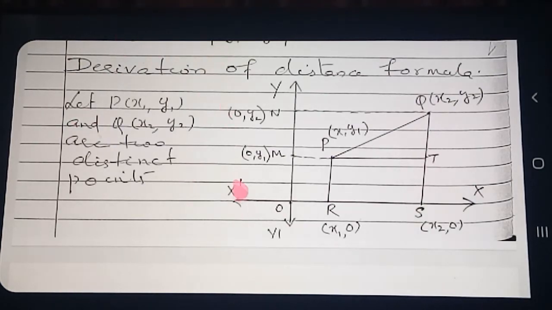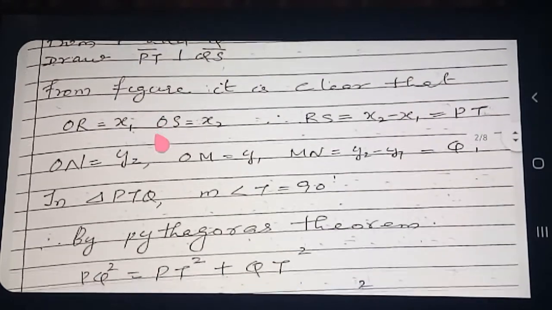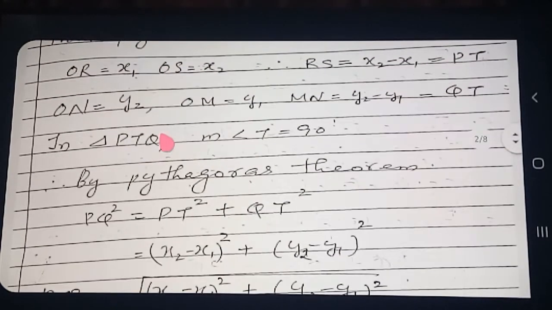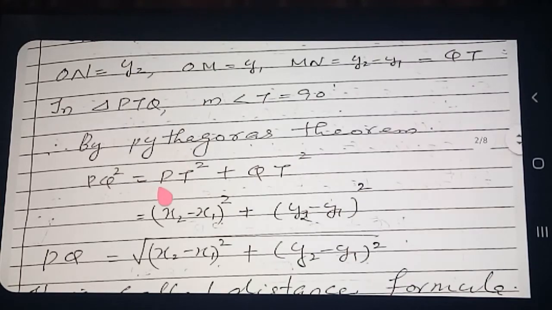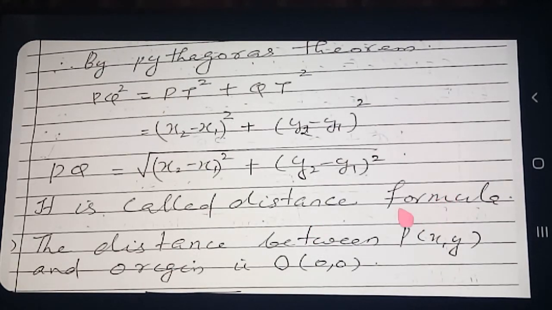Are you following now? Here, these are very simple points that I have written. Here we are applying the Pythagoras theorem. Then PT square and QT square values are directly applied here. So you get the distance formula. Okay. Next, another application. Is the distance formula clear now? What is the distance formula again? The distance formula is root of x2 minus x1 the whole square plus y2 minus y1 the whole square.